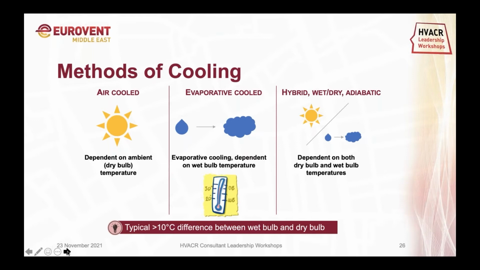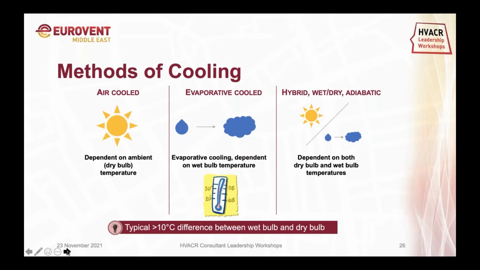And as Shukri showed in the slide, dry bulb is always higher than the wet bulb temperature. And if we look at the Middle East region, typically there is a difference of more than 10 degrees centigrade between the dry bulb and wet bulb. Now, how important is this difference? This 10 degrees centigrade translates into what? Does it mean that we have some savings in terms of energy, or how do we save that energy? We will see in the coming slides.